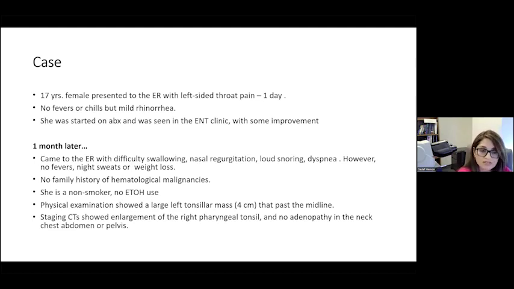There was no family history of hematological malignancies. She's a non-smoker, no alcohol use, and on physical examination, it showed a large left tonsillar mass, about 4 centimeters, that passed the midline.